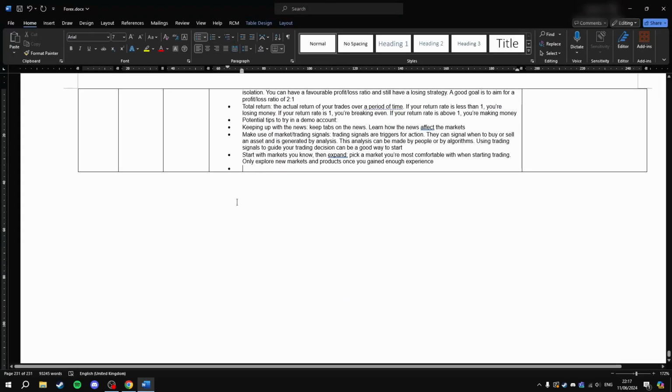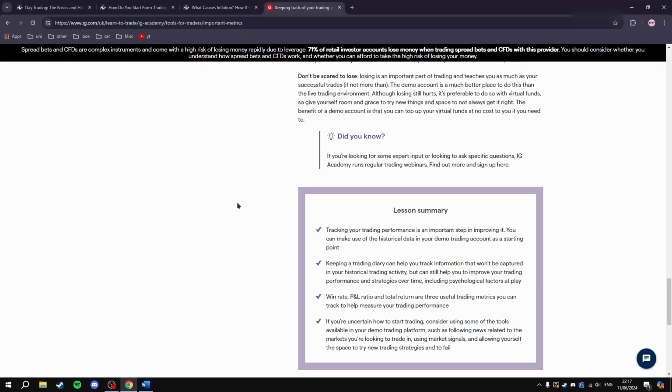Don't be scared to lose. Losing is an important part of trading and teaches you as much as your successful trades, if not more. The demo account is a much better place to do this than the live trading environment. Although losing still hurts, it's preferable to do so with virtual funds, so give yourself room and grace to try new things and space to not always get it right. The benefit of a demo account is that you can top up your virtual funds at no cost to you if you need to.